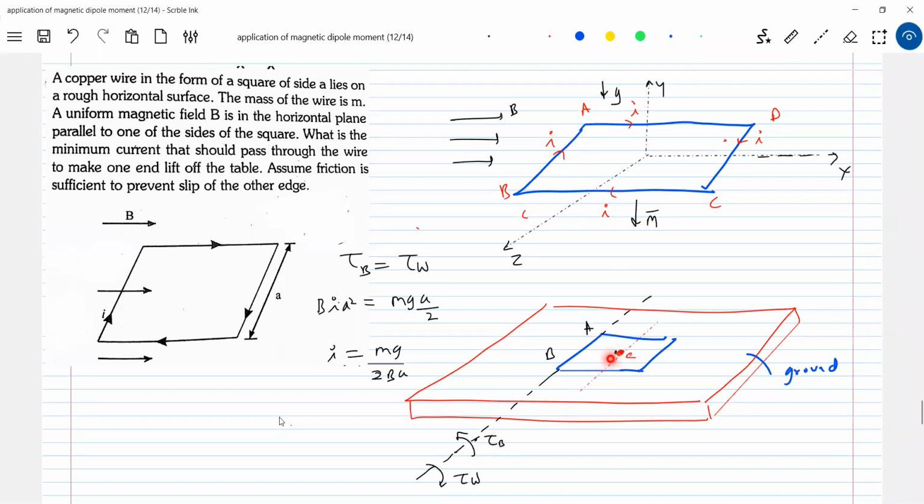The torque is set up here, so let's assume that. Because of the torque due to the dipole moment, it tries to rotate AB. The side AB will be pressed against the ground, so the axis of rotation now becomes fixed about AB, and the torque due to the dipole moment will be set up about AB. The torque due to weight will also come into the picture, because the side CD will try to lose contact.